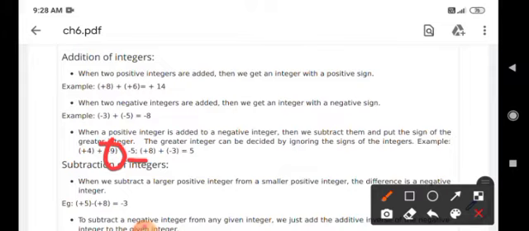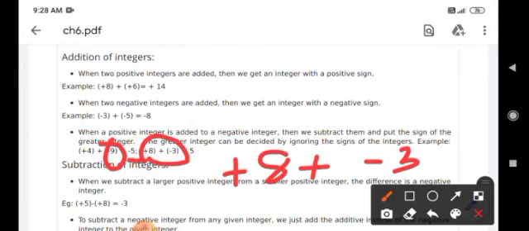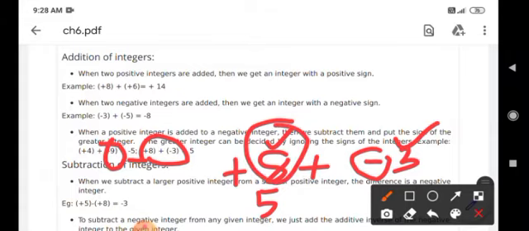Now one more example is given here. Plus 8 plus minus 3. We have to add plus 8 and minus 3. If one is positive and one is negative, then we have to subtract. So 8 minus 3 is equal to how much? Again 5. Now which is greater? You will not see the sign, you will just see the greater integer. 8 is greater, and the sign of 8 is positive, so your answer will be positive. Okay, hope you have understood.